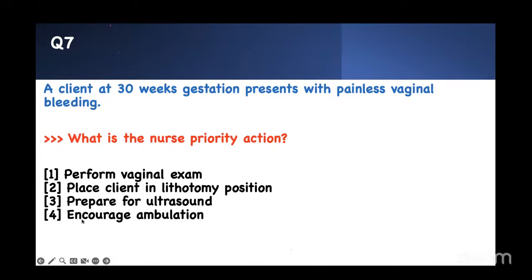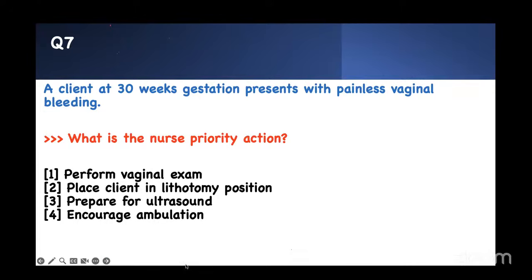Next question is, a client at 30 weeks gestation presents with painless vaginal bleeding. What do you think will cause painless vaginal bleeding? What will cause painless vaginal bleeding?